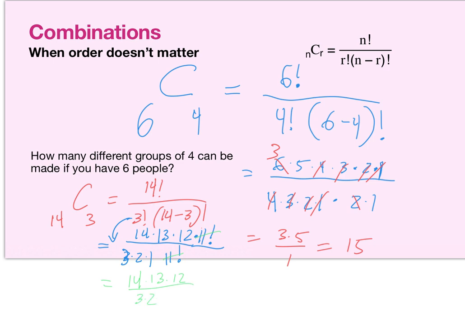Which again, you could do by hand or in a calculator. I start looking and say, well, 2 goes into 12 6 times, 3 goes into 6 2 times. So then I have 14 times 13 times 2, which is a fairly large number. It would be hard to do that by hand in terms of writing them all out. How many different ways could I make a group of 3?